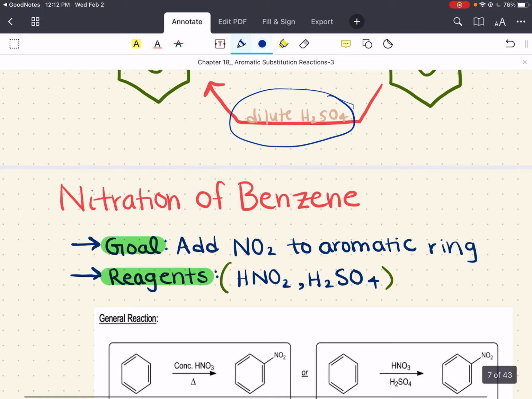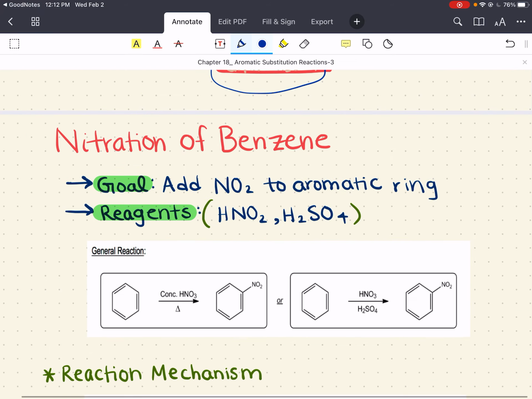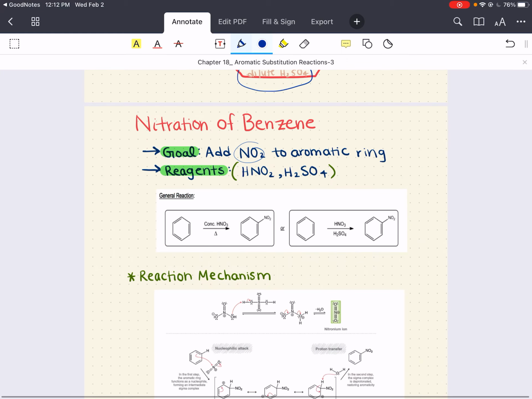Now, the next reaction we want to do is nitration reactions. The goal here is to add an NO2 group to our aromatic ring. To accomplish this, these reactions occur with a mix of nitric acid and sulfuric acid. The electrophilic reagent is actually formed from these two acids.